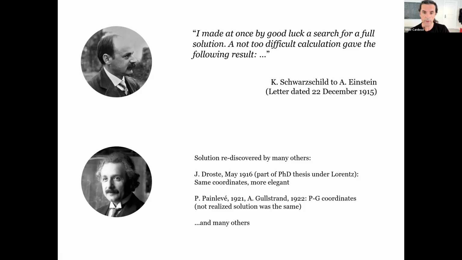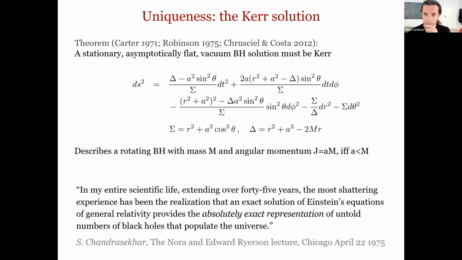Now we can generalize this. We understand now how to generalize the solution to include spin. And this is the most general solution of the vacuum field equations that describe a black hole. And I'll be talking about black holes for all of my talk. And there's 2 reasons for this.